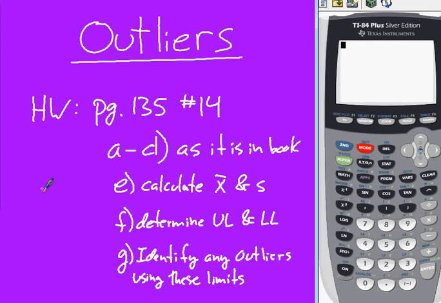So we're about to get into it. There are two ways of identifying outliers. One is using a box whisker plot. That's what sections A through D deal with. And the other way is using the mean and sample standard deviation, which is what E through G is.